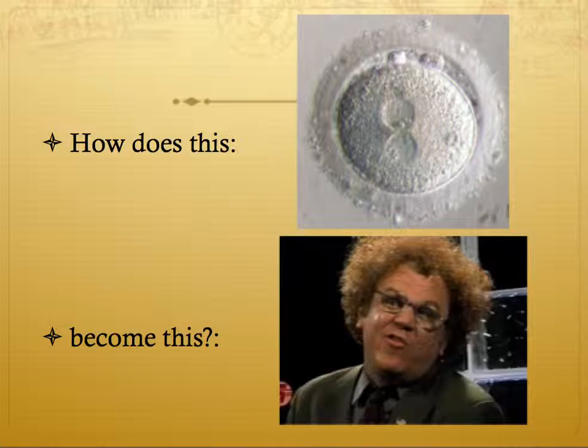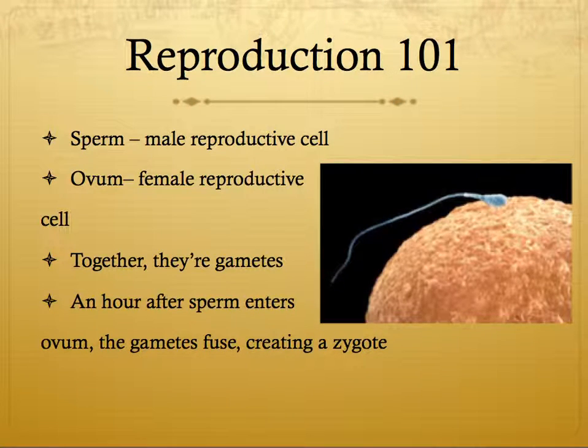And so we're going to do a little bit of sex ed because you need to know the terminology. I'm sure some of you will have known all of this before, but you'd be shocked how many people don't. And how can we possibly know if organic foods influence prenatal development if we don't know the terms and how it works? Well, that's why we're doing this. So, reproduction 101. I hope you know this, but sperm, male reproductive cell, ovum, female reproductive cell, together they're called gametes. And, as it says in the slide, an hour after the sperm enters the ovum, the gametes fuse and they create a zygote.